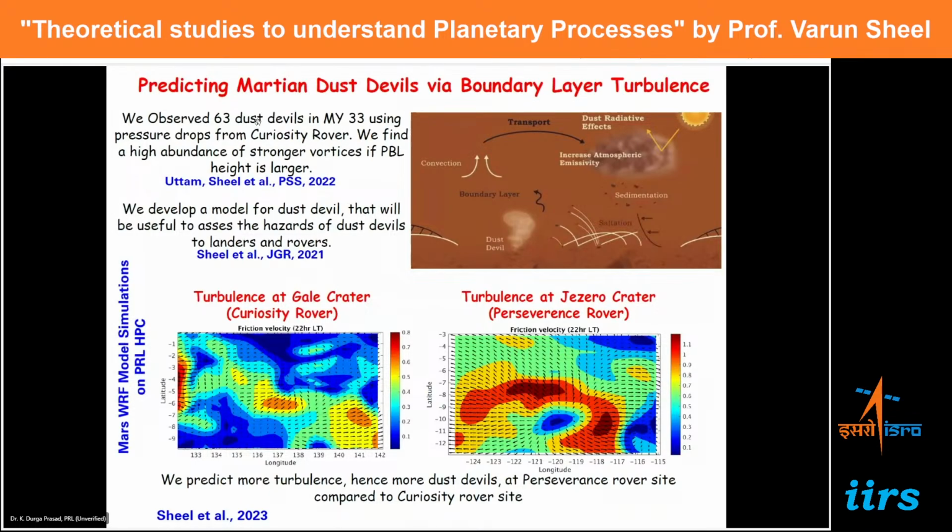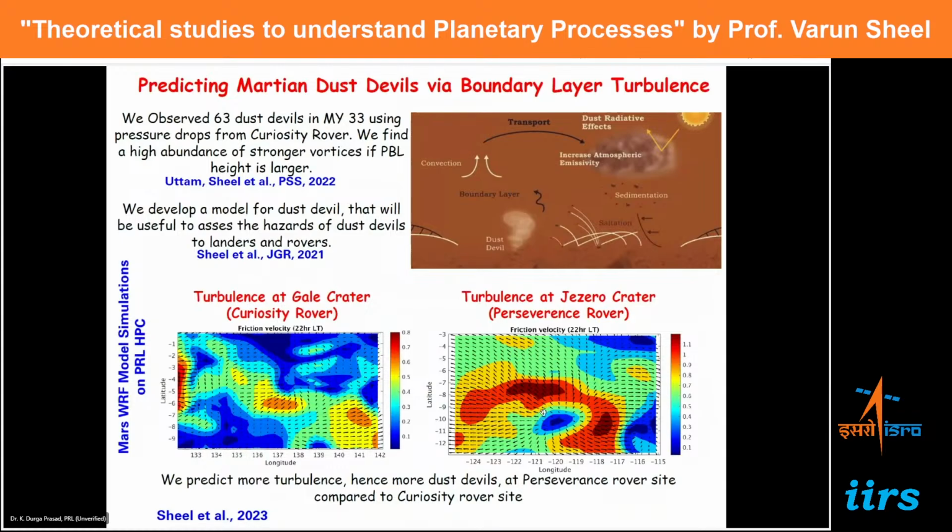So we have observed 63 dust devils, and this is one phenomenon. And the result is that, so these are two rover sites. One is Curiosity and the other is Perseverance. And these are the turbulence values, which are used in dust transport models. So what is predicted is that there are more dust devils. As you can see, the turbulence is more at the Perseverance site than the Curiosity site. It means that there are more dust devils at the Perseverance site.